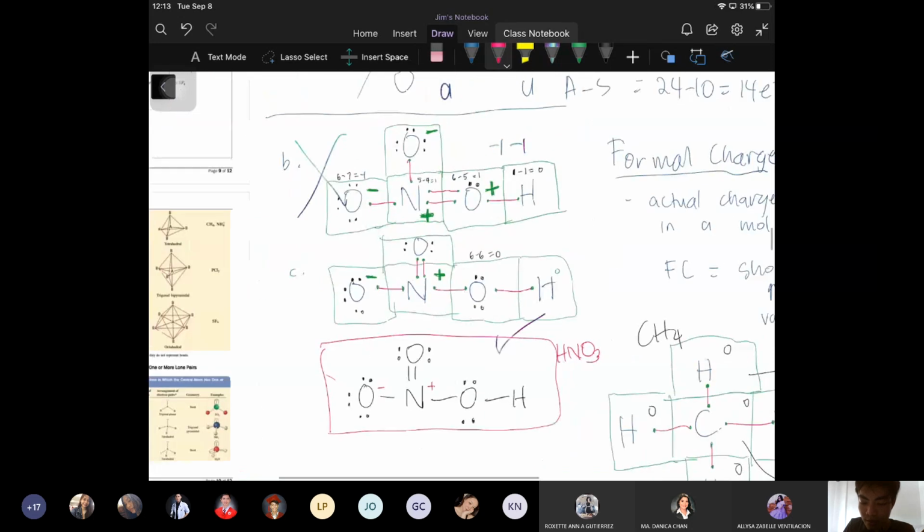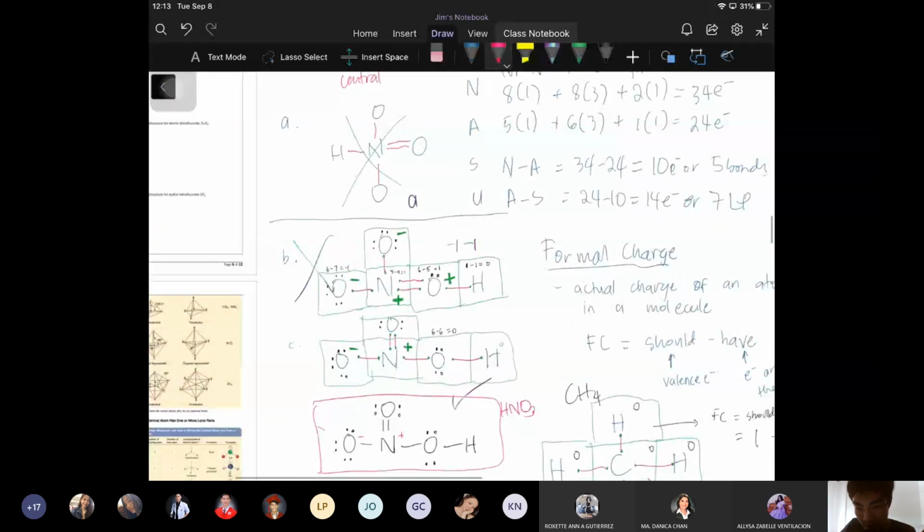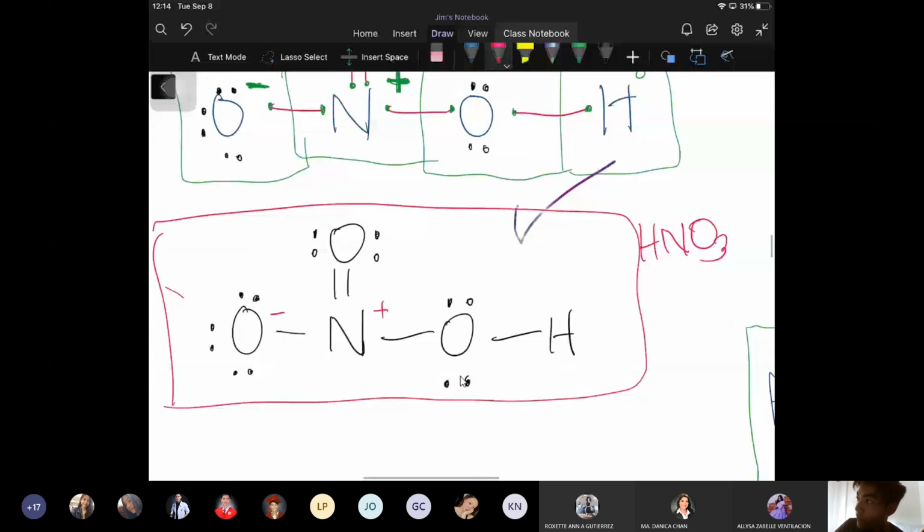So, we started with 3 different structures. Then, by using the NH3 rule, we are able to eliminate A. By using the formal charge, we are able to eliminate B. And hence, we have this final structure for nitric acid. So, we're done.